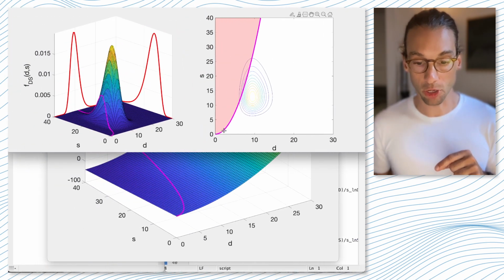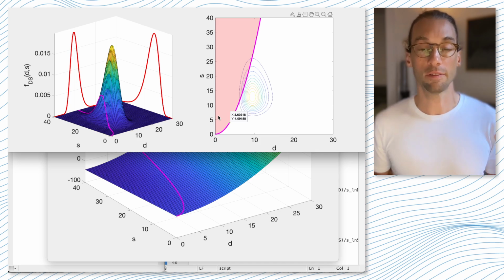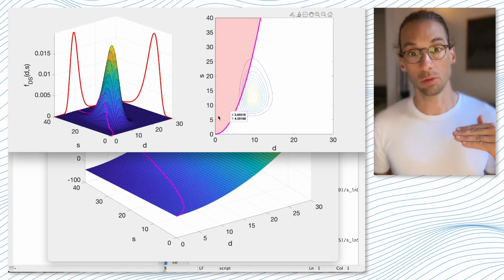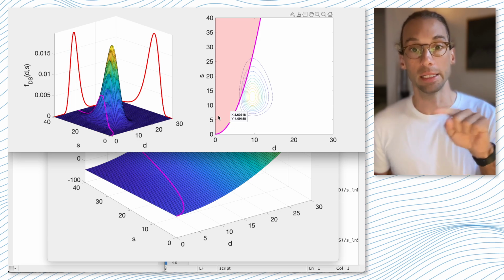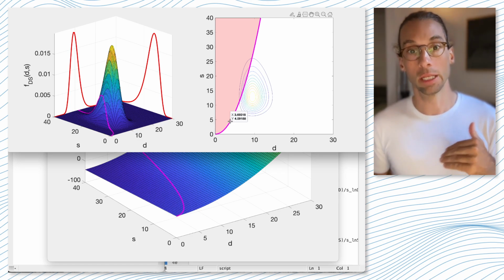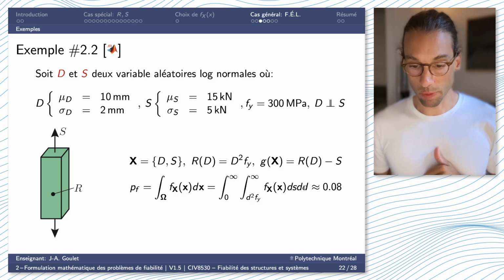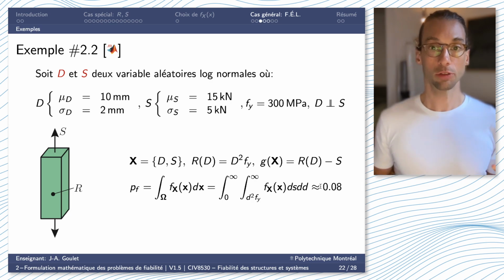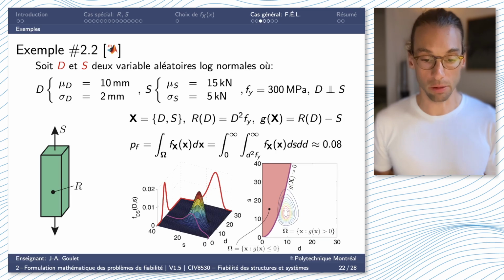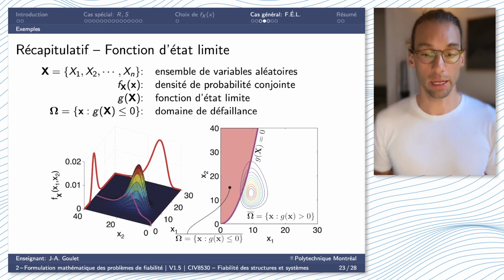It's the equivalent of saying I'm going to integrate with respect to all values that are here. And this equation is d squared f of y, just by the relation g of x equals 0. So g of x equals 0 is d squared f of y minus s. By sending s to the other side of the equation, we get s equals d squared f of y. So I first integrate with respect to s from these bounds, and then the dimension from 0 to infinity. I would get as a result, for an approximation of the probability of failure, 0.08. And that represents, as we just said, the integral over this failure domain.